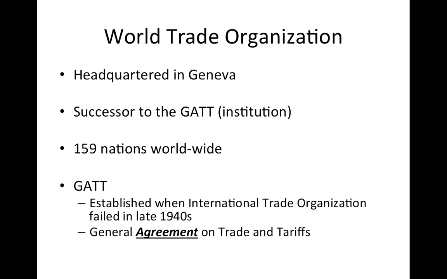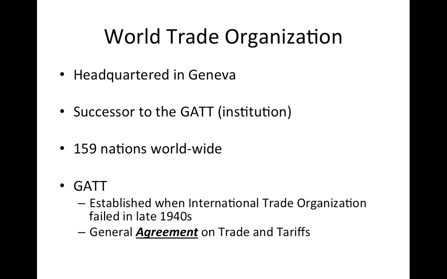So a couple of basic facts about the WTO. First, it's headquartered in Geneva, and one should see it as the successor to the GATT, the General Agreement on Tariffs and Trade. A lot of people will say that the WTO started in 1995, but it had an important predecessor in the GATT, and as we'll see, it really built on the system that was in place from the late 1940s. Currently, as of 2013, there are 159 nations that are full members of the WTO.